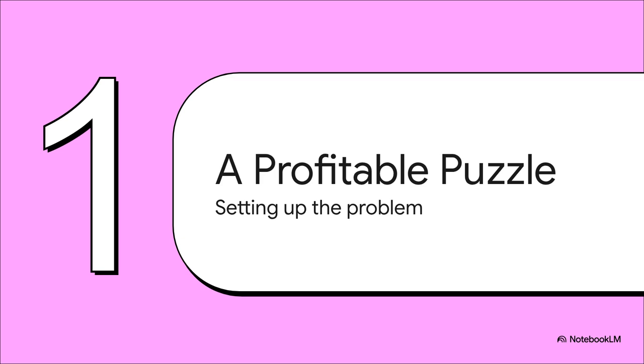All right, Section 1, a profitable puzzle. We're going to set up the core problem here. And to really see how this works, we're going to dive into a super simple but really powerful example. Let's picture a company that makes just two things. We'll just call them Product X and Product Y. The problem? They're facing a couple of really key shortages.